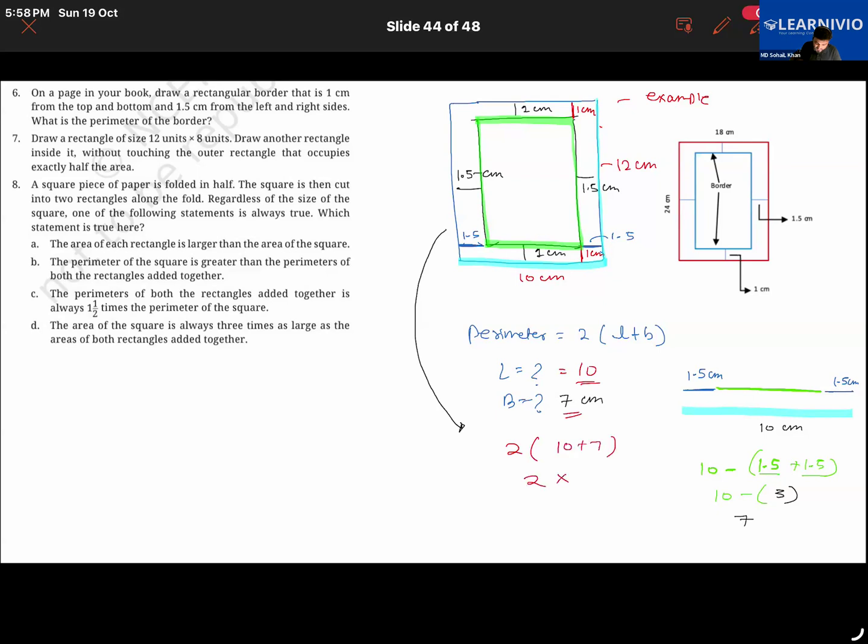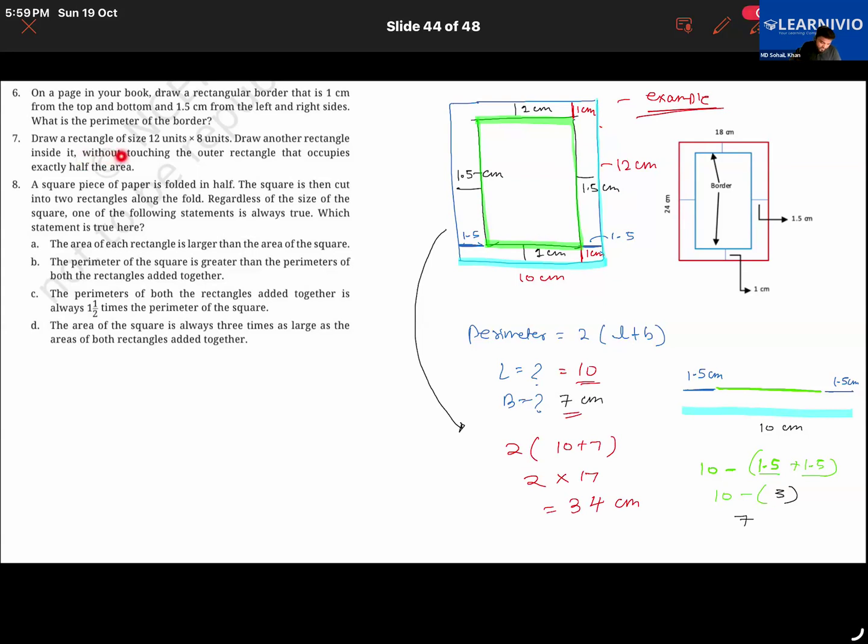And hence that is twice of 17. That's going to give you 34 centimeter. Okay, so this was just one example I have taken, but while you will be doing it, you will be taking the length and breadth of the page of your own book. Got it now? Okay, moving on to next question.